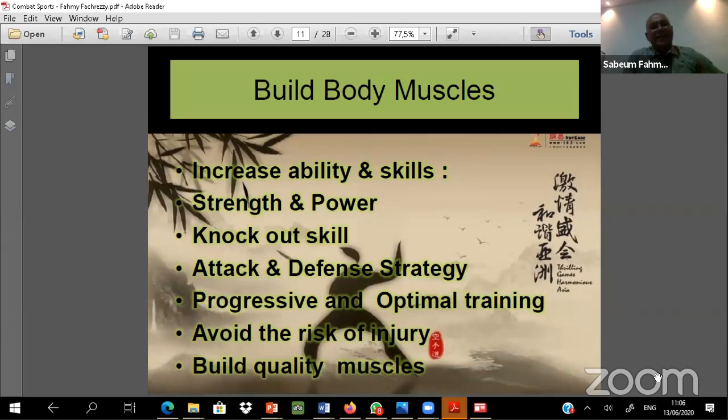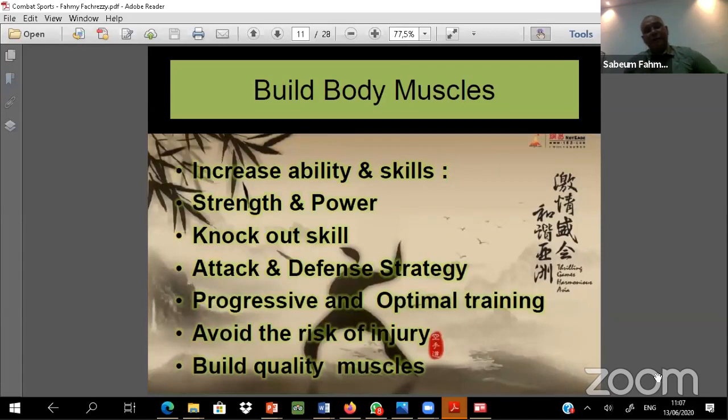Number 3, attack and defense strategy. I told you before. This is very good for your situation in the arena, because many athletes have different characters, always different. So you can apply your strategy very accurately. And number 4, progressive and optimal training. We know the training principle is progressive: slow, medium, and high intensity. And optimal use of training: sets or repetitions, loading and all.